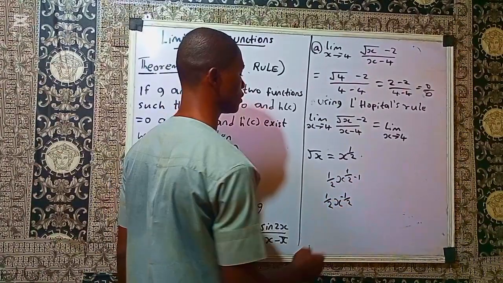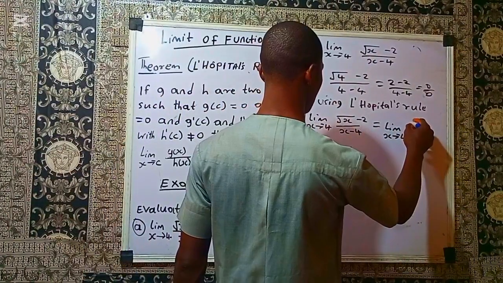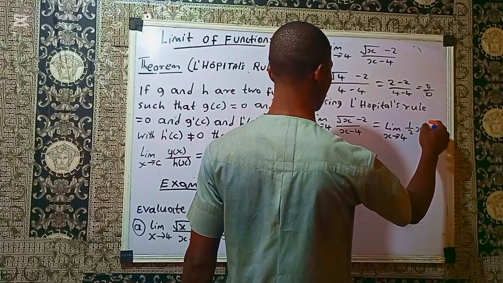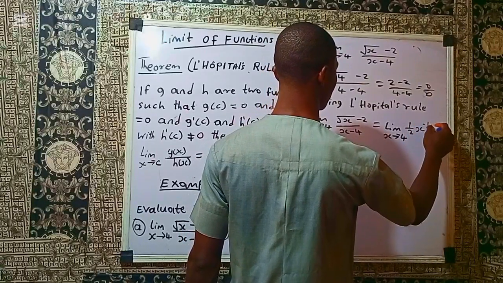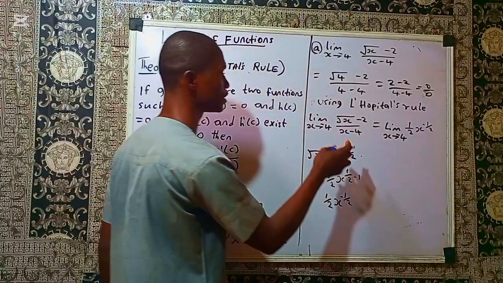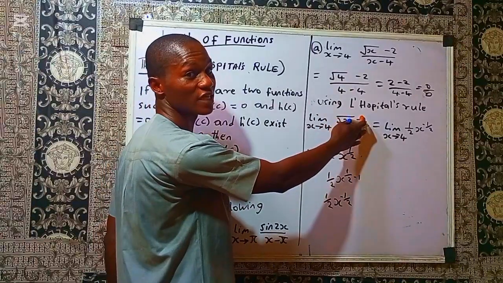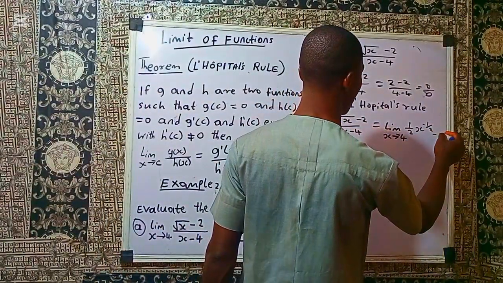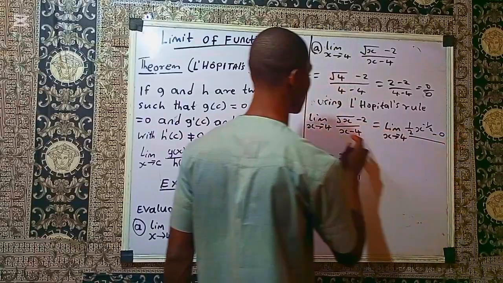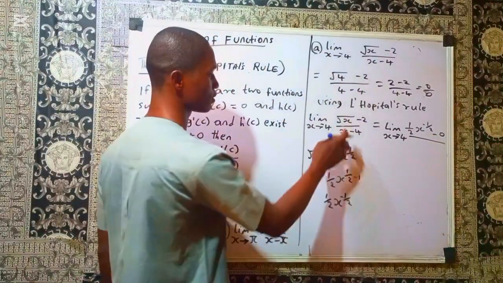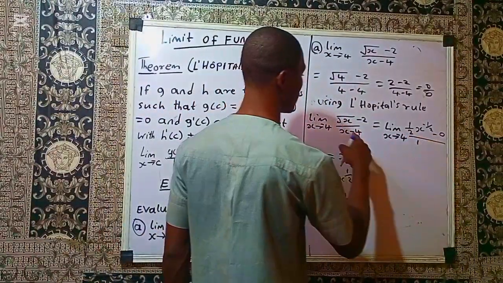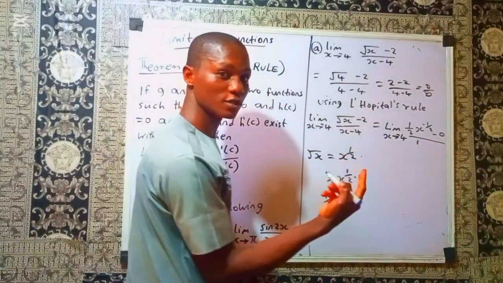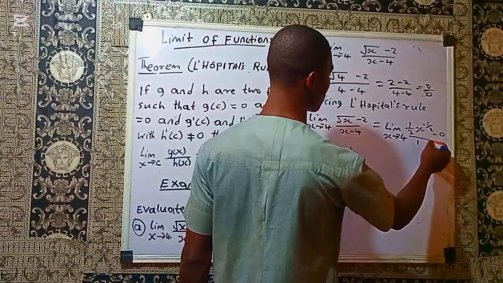Minus half. So this is half of x raised to power minus half. That's it. I'm doing the derivative of the numerator. If you differentiate minus 2, it is 0. Derivative of a constant is 0. Then minus 0. All divided by, if you differentiate x, you get what? 1. And if you differentiate minus 1, the derivative of a constant is 0. So you are going to have what?